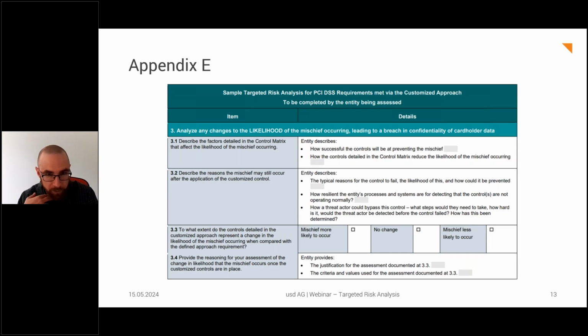Then you should define whether mischief with your customized approach control is more likely to occur if there's no change, or if it's less likely to occur compared to the traditional approach. And you should provide a reasoning why your assessment regarding the likelihood is the way it is.